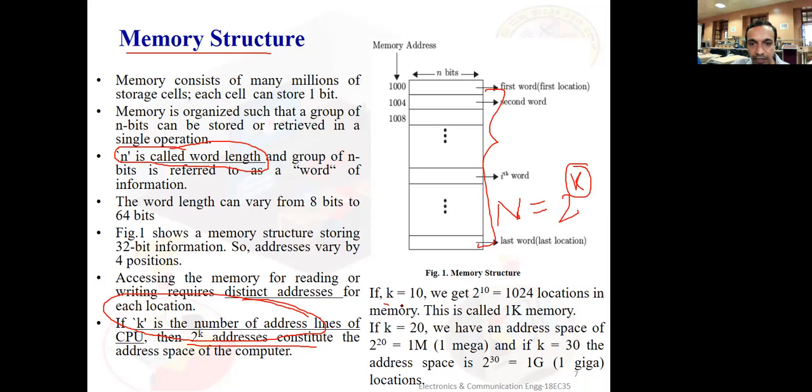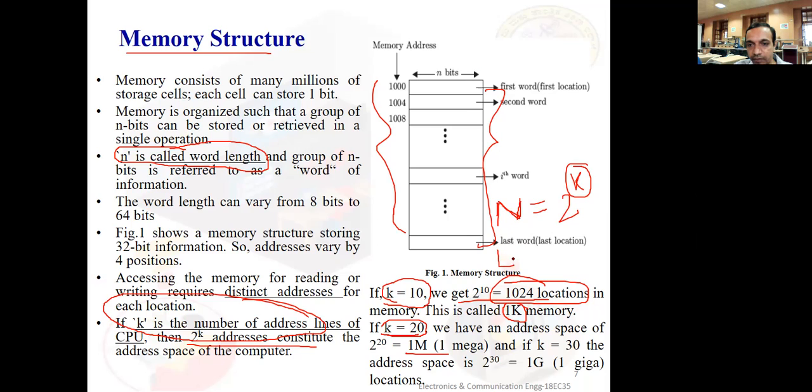Suppose the processor has 10 address lines, you can connect a memory of size 2 power 10, that is 1024 locations can be accessed. Suppose K is 11, you can connect 2 power 11, which is 2048 locations, which we call 2K. So a 1024-location memory is called 1K memory. 1K, uppercase K, which is 1 kilo. It's not 1000, please remember, it's a binary notation. Similarly, if K is equal to 20, it is 1M memory, 1 megabyte, because one location stores only 1 byte.